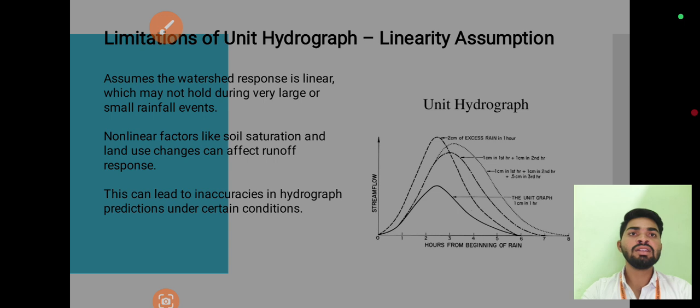Limitations of unit hydrograph. Linearity assumption. It assumes the watershed's response is linear, which may not hold during very large or small rainfall events. Non-linear factors like soil conditions, construction and land use change can affect runoff response. This can lead to inaccuracies in hydrograph prediction under changing conditions.